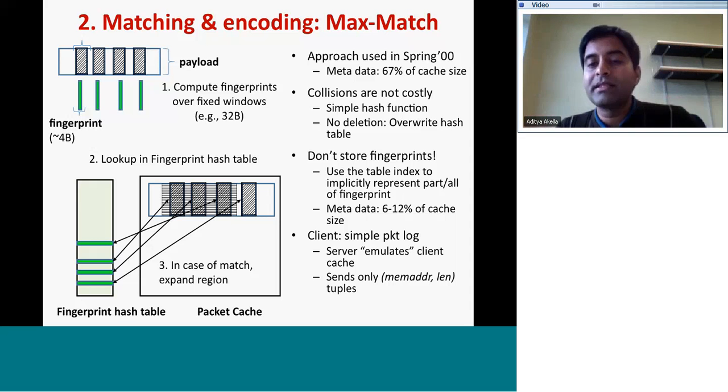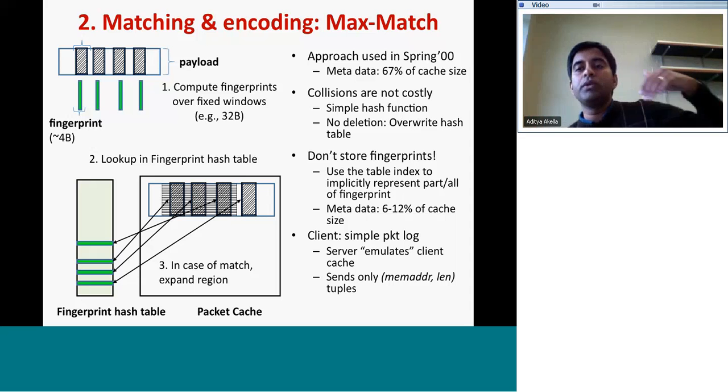The client is extremely dumb. Okay? So what we have essentially done is push all the intelligence to the server. The client is very simple. At the server, we use this fast adaptive fingerprinting scheme coupled with this memory efficient way of storing content that gives us both the computation benefits and the memory benefits. Make sense?